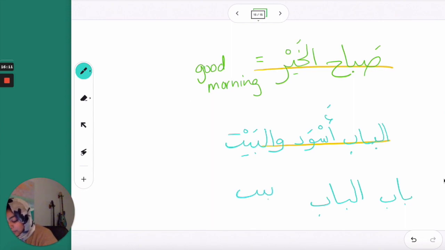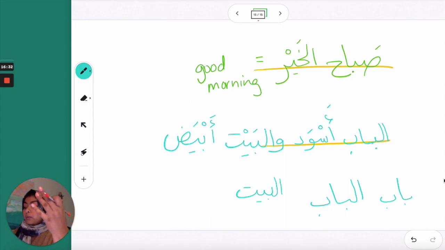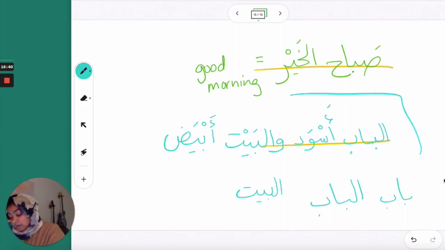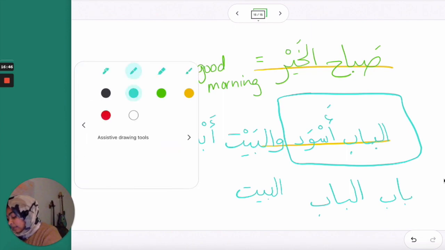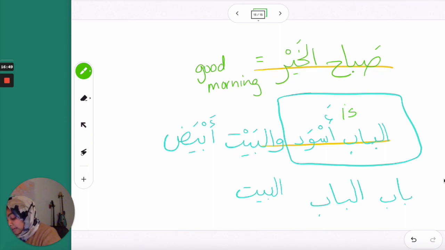So here's bayt, right? So when you put alif lam, now the ba is in medial position. Wal bayt, so we have al bayt, white. Abyad, remember we did that, abyad. So now what you can do is you can take any of those words that you have and you can make them definite, okay? Now these right here are examples of complete sentences. Al-bab aswad, the door is black. It has the meaning implied of "is," and al-bayt abyad, the house is white. It has that meaning implied.